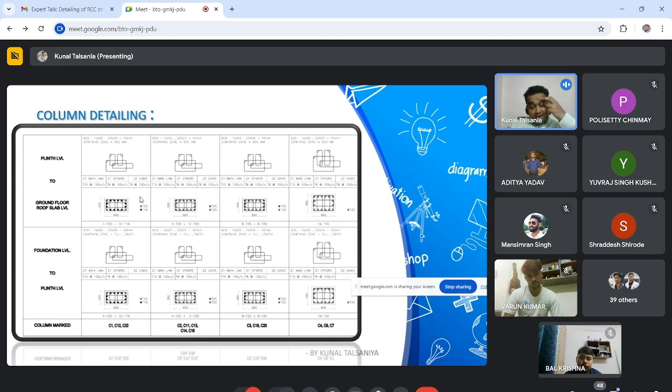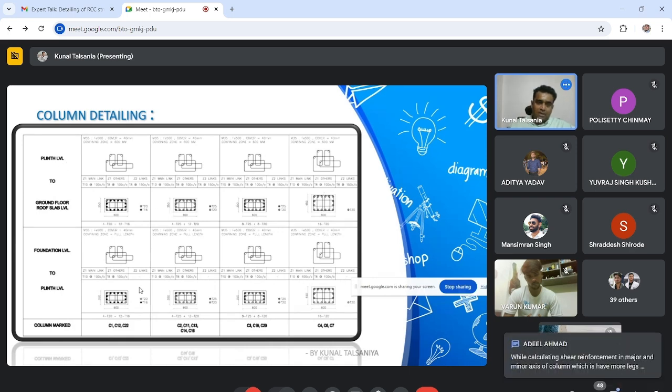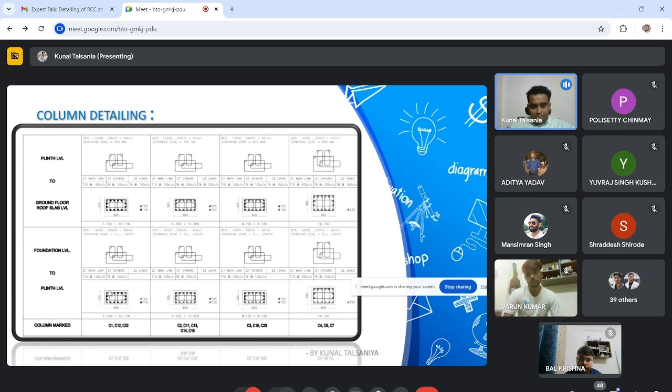Okay, this is the actual detailing, how we are showing our column detail to client. See, this is the foundation to plinth level schedule, plinth to ground floor schedule. So Z1, Z1 other and Z2, what is that? See, suppose column dimension is 300 by 600 mm. So my first link, my master link is considered as Z1 main link, Z1 others. The other link is considered as these internal links.